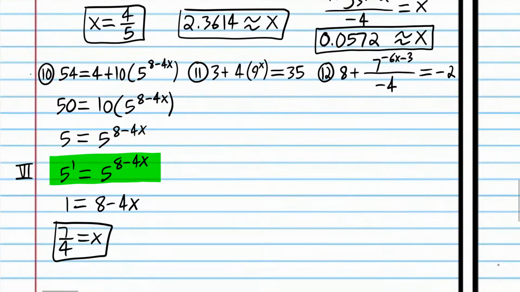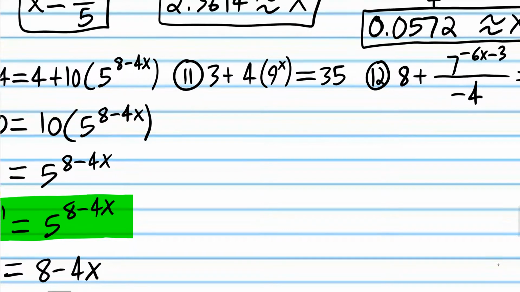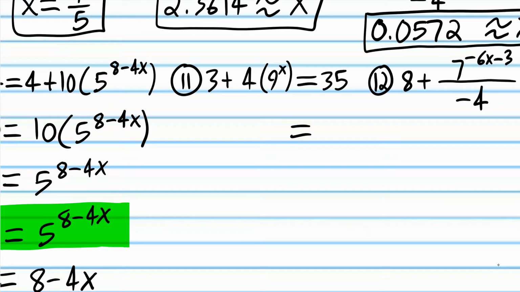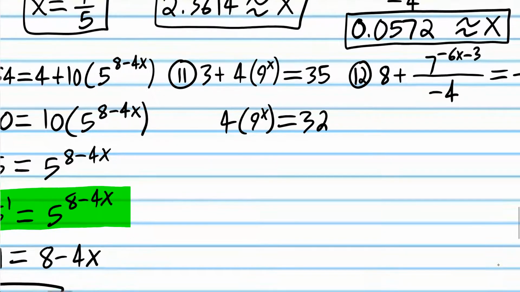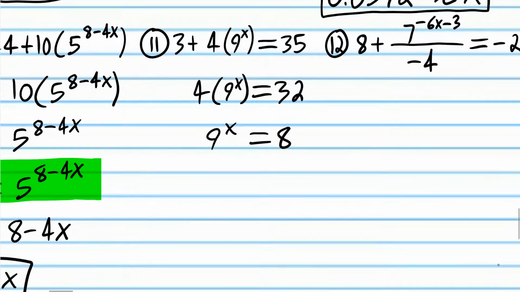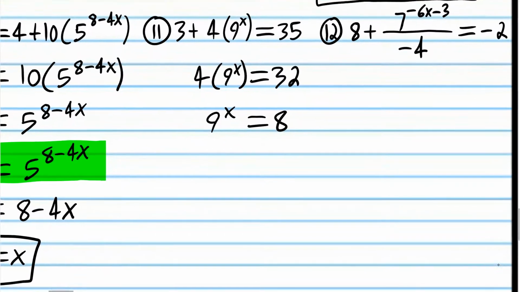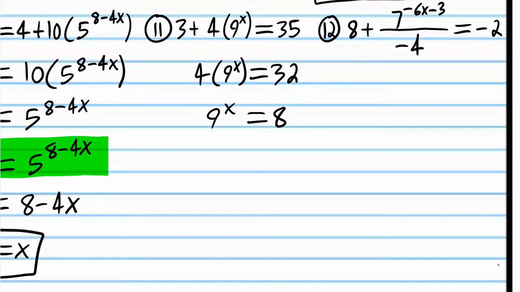All right, we're back. So I'm going to isolate the exponential expression. And I'm going to subtract 3 from both sides. So we get 32. Divide both sides by 4. And at this stage, we're stuck. We don't know what to raise 9 to get 8. We can't do it. So we have to use a calculator.